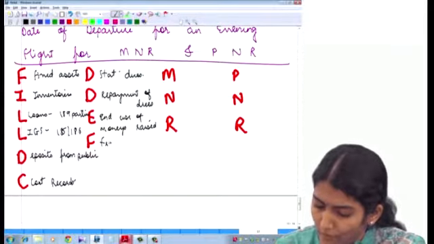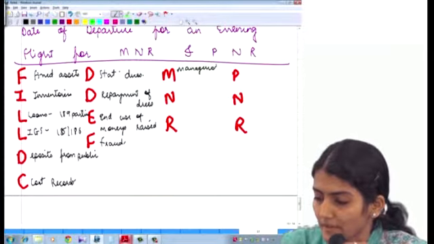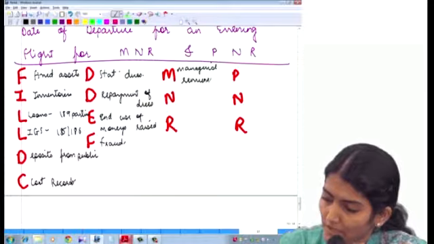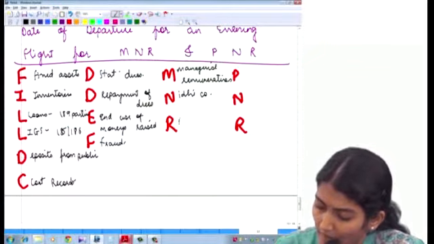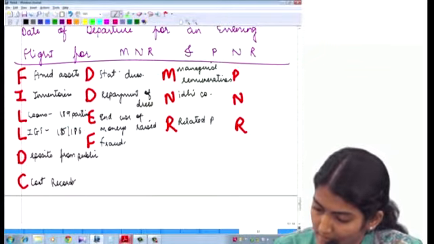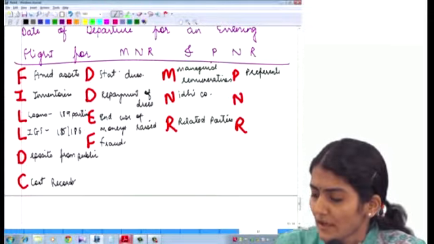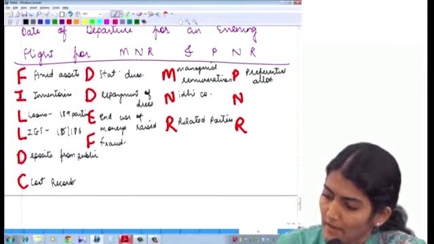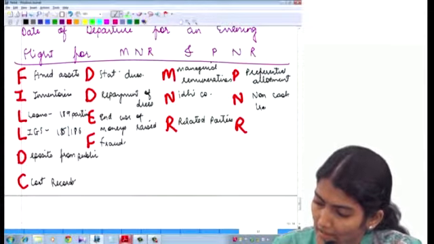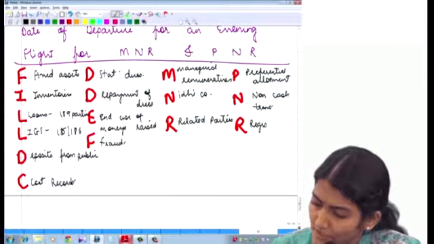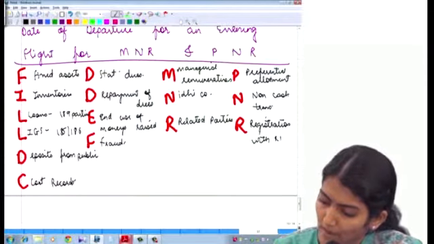F is for fraud. Then M is for managerial remuneration. Right? N is for Nidhi company. R is for related parties. Right? Then P is for preferential allotment. N is for non-cash transactions. And R is for registration with RBI. Right?